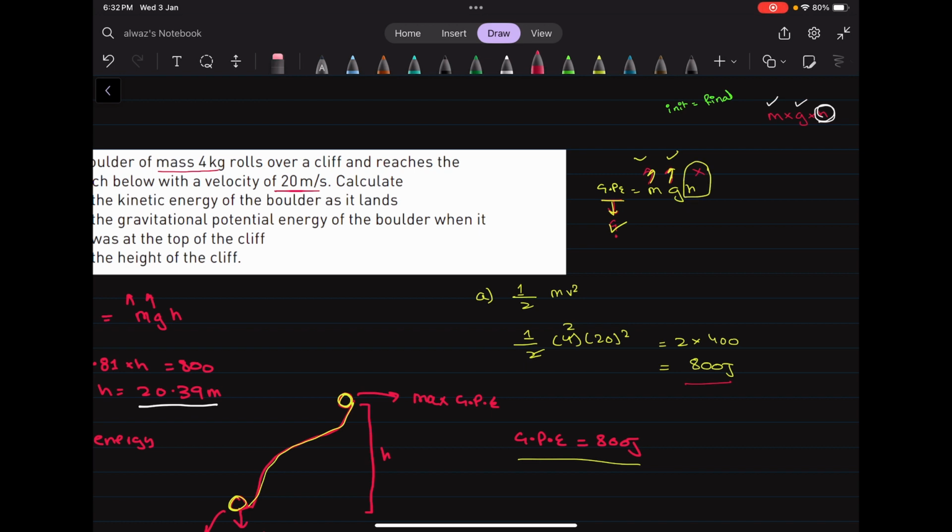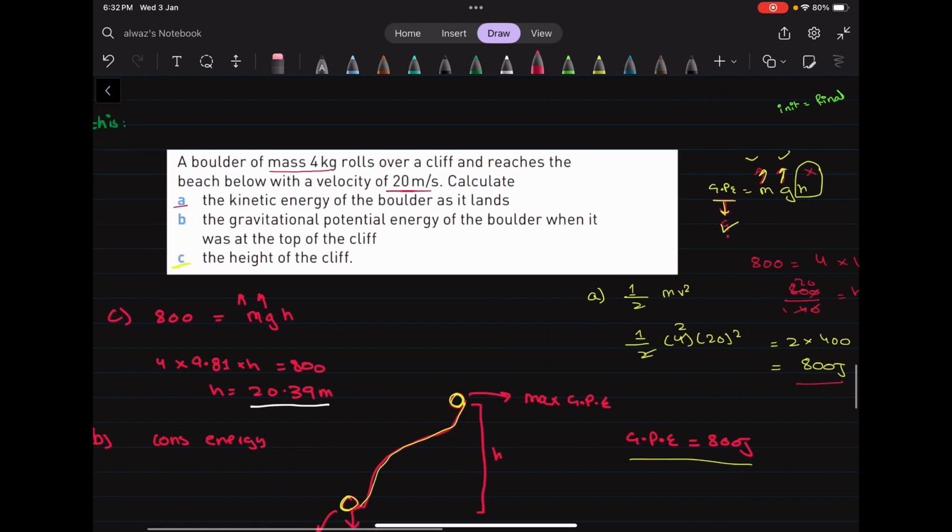So our gravitational potential energy is 800, our mass is 4, our gravitational constant, I'll take it to be 10, and our height is the one that we need to find out. So if we just do a little bit of maths, we get 800 over 40 is equal to h, and our height is around 20 meters. So this is how you solve questions related to energy.